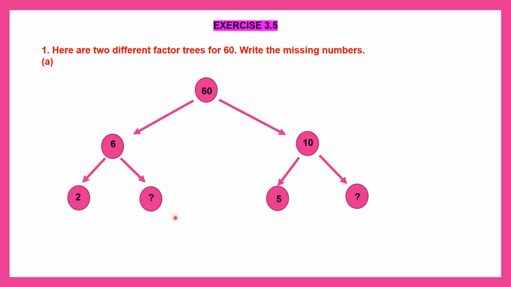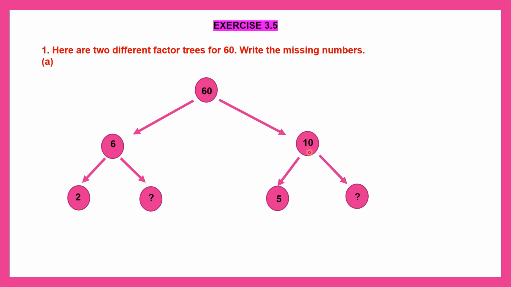And when does this branch stop? The branches stop when we end with prime numbers. When the last part at the end of the branch is a prime number, then we stop with that. So here we have 60. As you can see, it is broken down into 6 into 10.